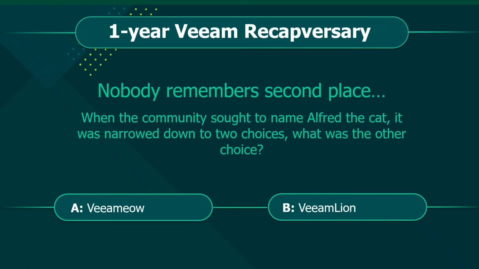Okay. So, if I get it right, this is the last question now. So, as Rick said, no one likes you losers. Nobody remembers second place. When the community saw the name of Alfred the cat, it was narrowed down to 2 choices. What was the other choice? Weemau or Veeam Lion? We've got a split in the room again. I should actually just wait for her answer and just write that too.